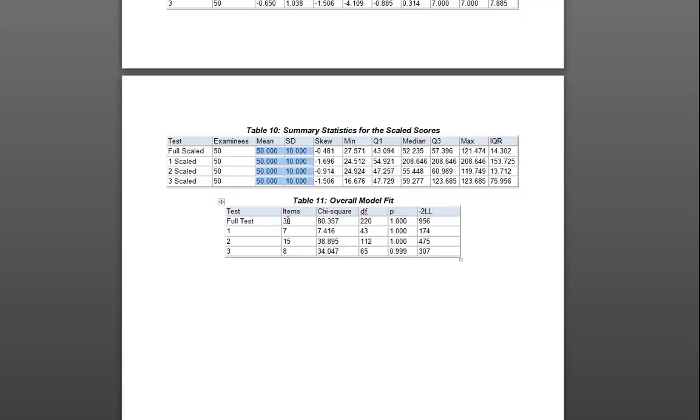And then lastly, we provide overall model fit based upon a chi-square and minus 2 times the log likelihood. This is especially useful for comparing models. For example, you could run Xcalibre under the 3-parameter model and run it again under the 2-parameter model and compare the chi-square and negative 2 log likelihood.